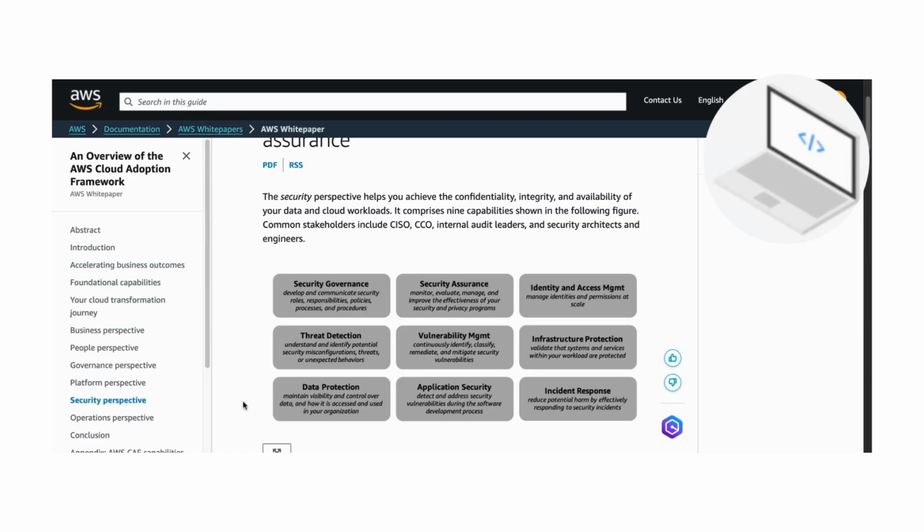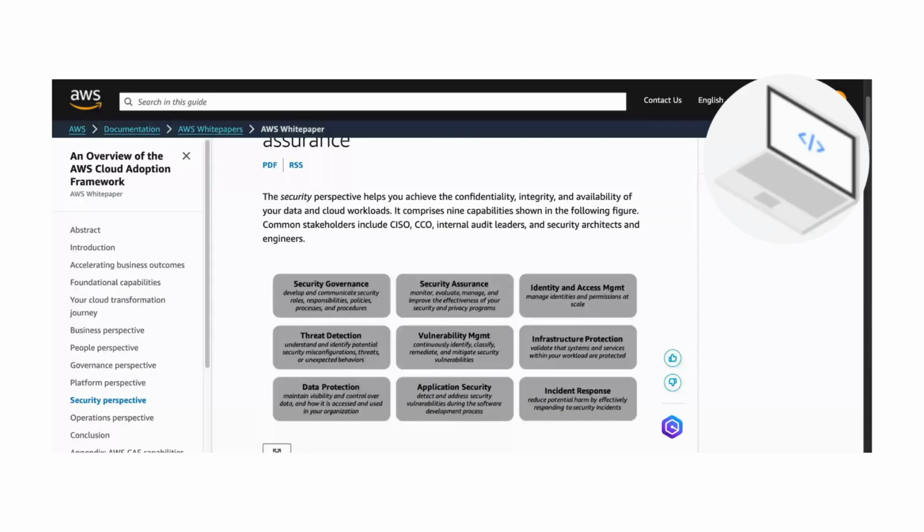Data protection. It involves maintaining visibility and control over how data is accessed and also used within your organization. You should begin by classifying data based on its criticality and sensitivity. You can apply encryption to all data, both at rest and in transit, and using separate accounts for sensitive data and leveraging machine learning to detect and classify sensitive information. This all can further enhance protection. You should implement appropriate data retention policies to manage the data lifecycle securely.